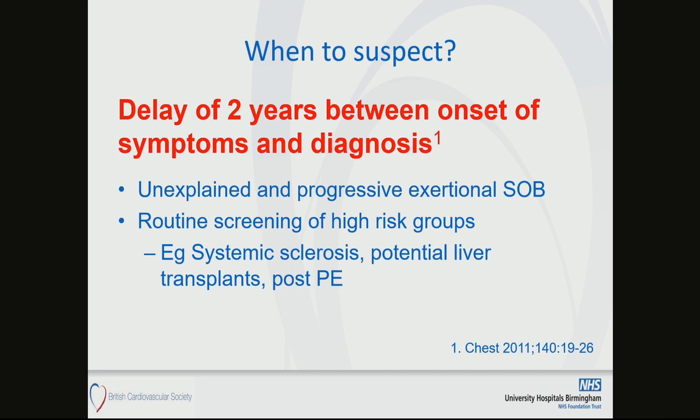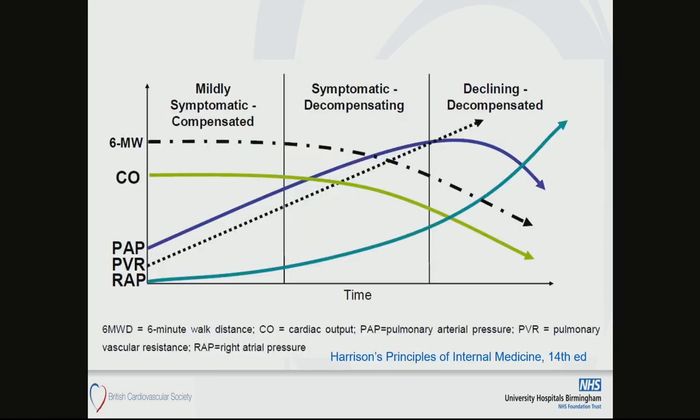So think anybody with unexplained progressive exertional breathlessness, consider is it pulmonary hypertension, and then whether you should be doing routine screening for high-risk groups, such as systemic sclerosis. Some hospitals do. Potential liver transplants, we see a lot of them at the QE, or post-PEs.